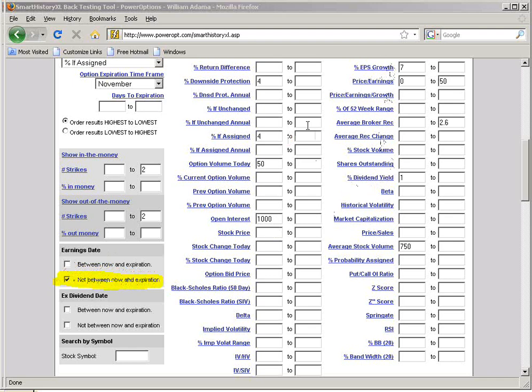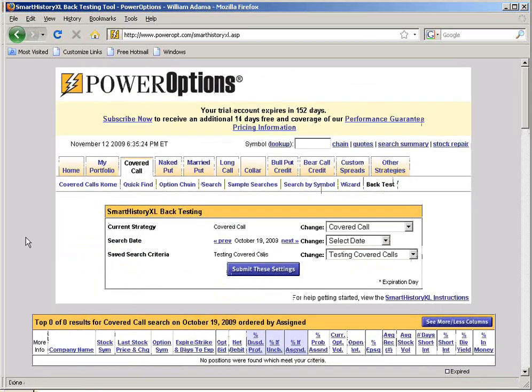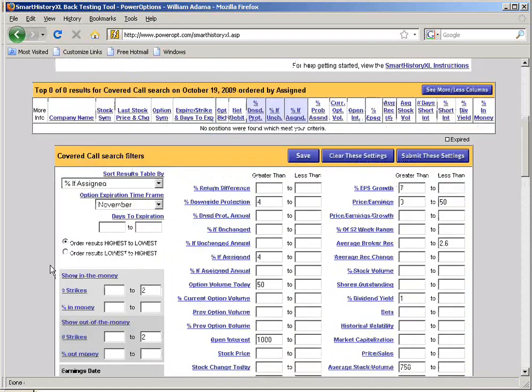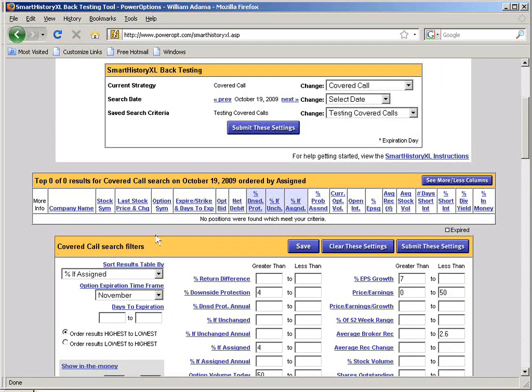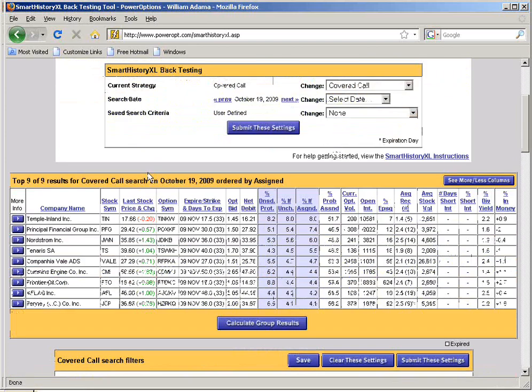Okay, so right now there are no covered calls that match my criteria that did not have an earnings date between now and expiration. Well, what if I wanted to see, let's go back to the 19th for a second here, the Monday following. We know I don't have any results that match the criteria, but let's go ahead and uncheck that box and see what comes up. Okay, so I'm going to uncheck the box. We're going to run our search on October 19th using the same criteria, but we're allowing stocks that did have an earnings date between now and expiration.